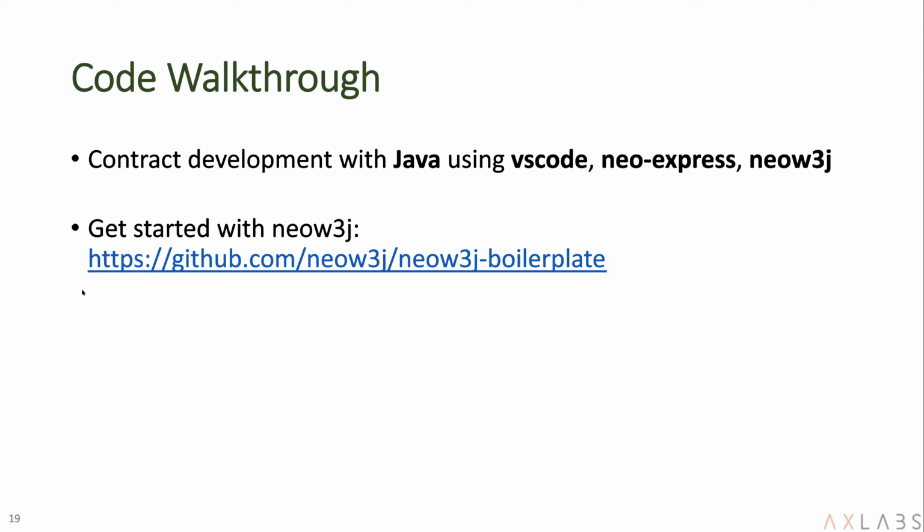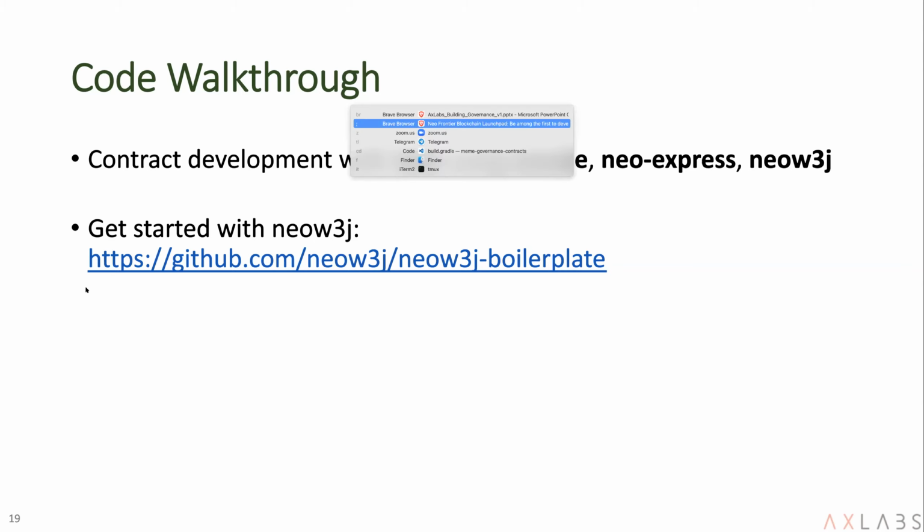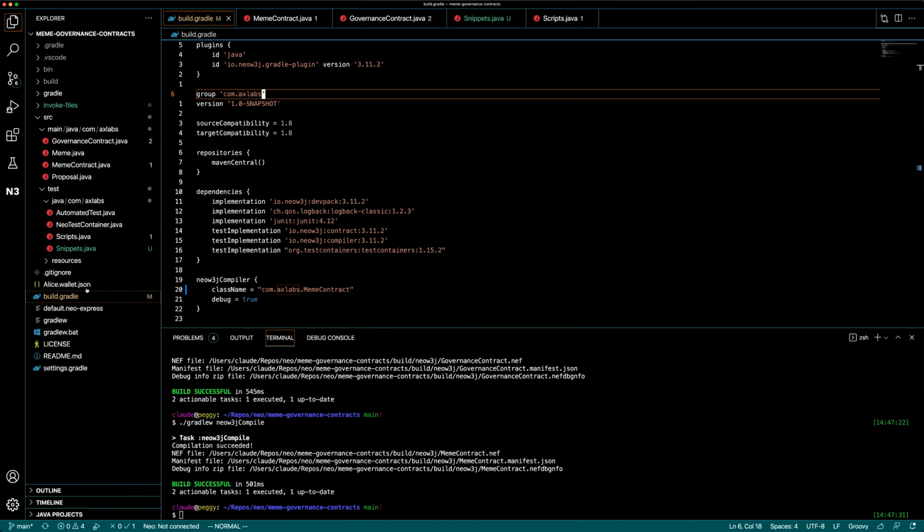And I added a link here for you guys. Later, if you want to set up a new Neo3j smart contract project, you can use this link. It will give you just some boilerplate code to set up a new project. But now we're going to head over to the actual code.